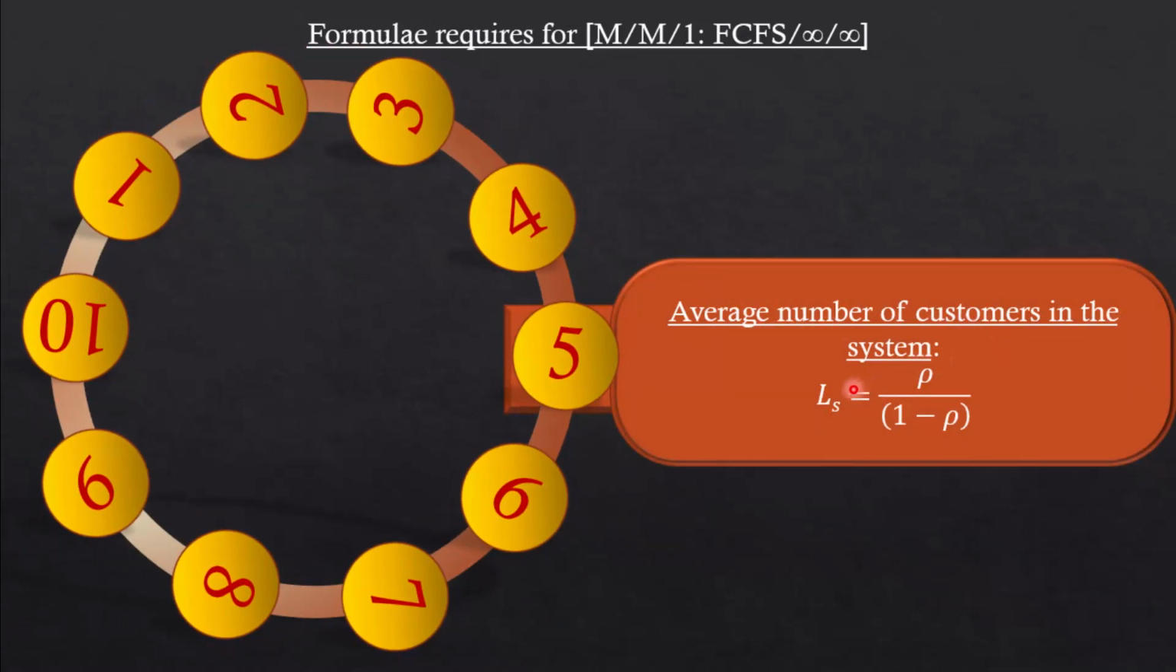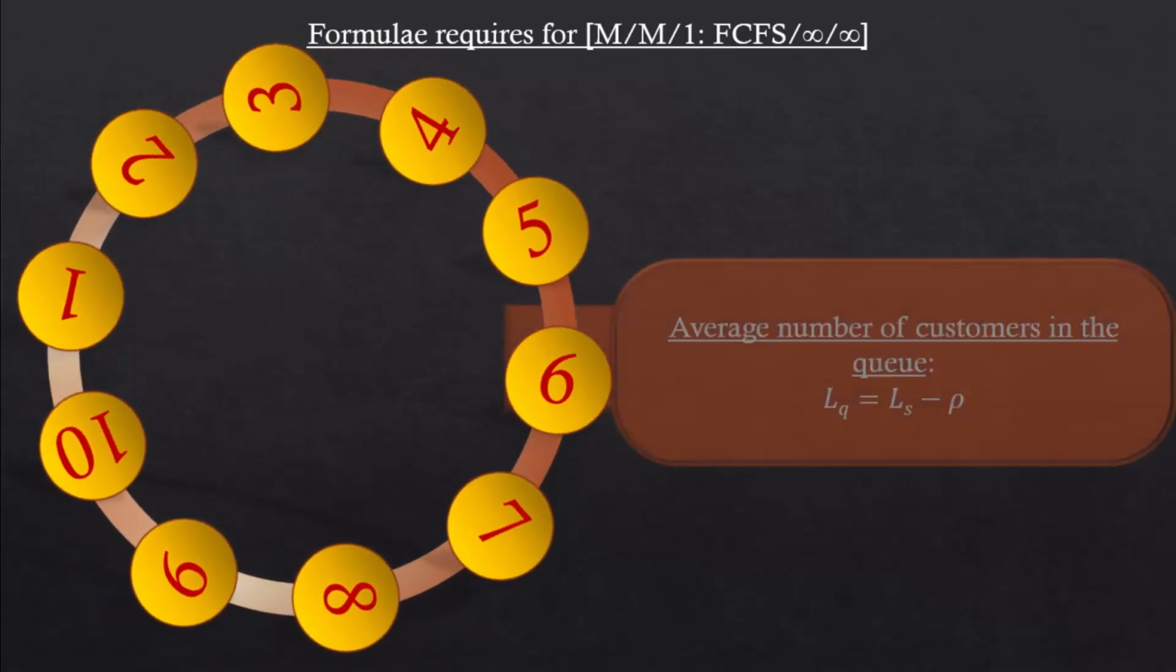Let us move ahead. Next is the average number of customers in the system. It is given by LS, also known as length of system, which is rho upon 1 minus rho. If we put rho equal to lambda by mu, we can write this equation in terms of lambda and mu. Now let us move ahead.